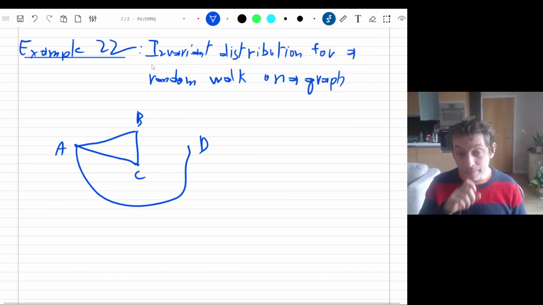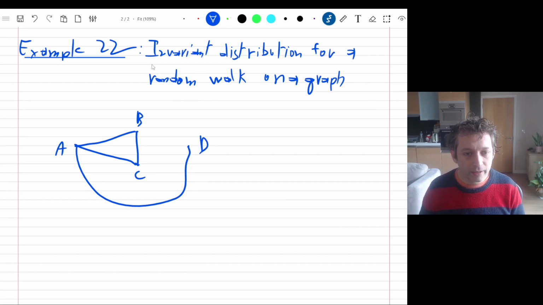So we know this represents a Markov chain. If I'm at B, I might go towards A or towards C. There's 2 choices, so each has probability half. If I'm at A, there's 3 choices and I can go to B or C or D, and so that has probability 1/3.